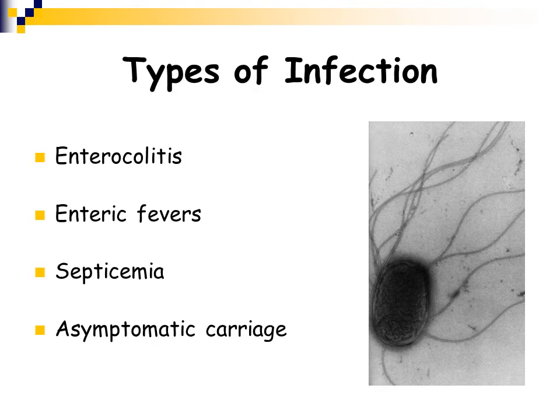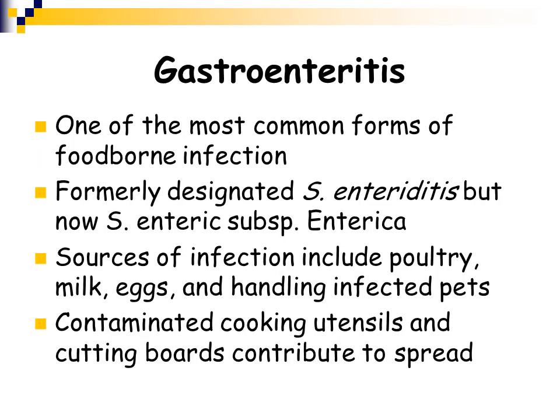And the types of infection that Salmonella causes: enterocolitis, enteric fevers, septicemia, and there is also an asymptomatic carriage. So individuals that get infected with Salmonella, they are infected. It's not normal flora, but they can carry the Salmonella in their intestinal tract for a very, very long time. So gastroenteritis is one of the most common forms of food-borne infection.